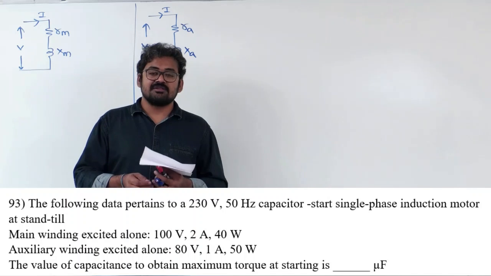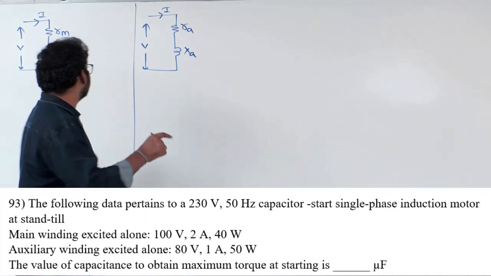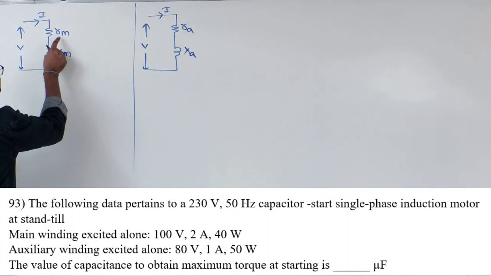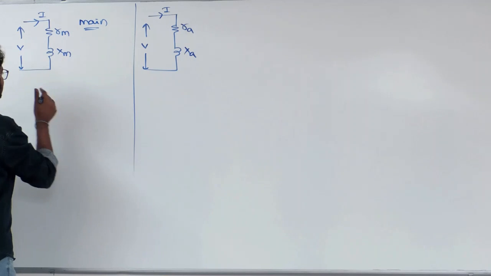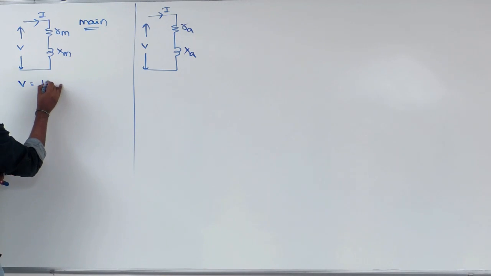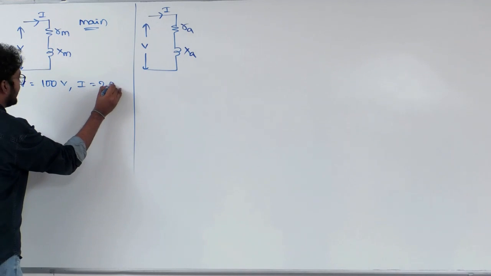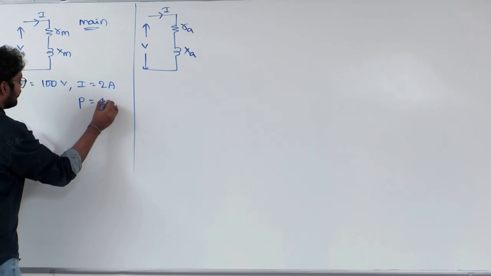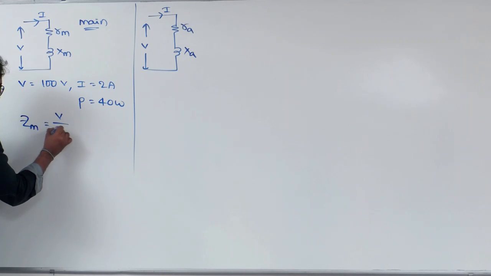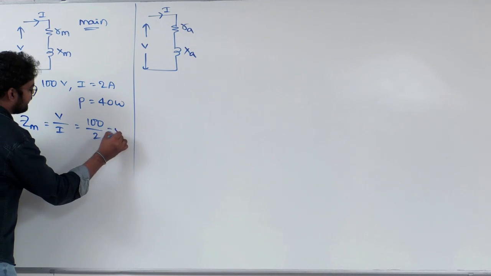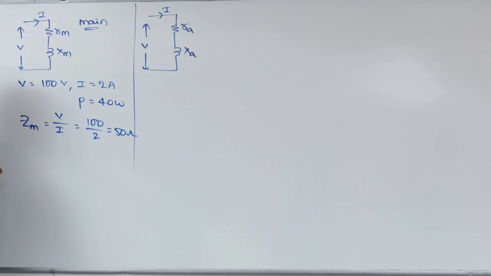So see here, they said initially main winding excited alone. You look at this main winding, resistance of main winding, reactance of main winding. It is excited alone with how much voltage? 100 volt. How much current? 2 ampere. Then how much power is it drawing? 40 watts. Now when you know voltmeter, ammeter and wattmeter readings, you can find out the resistance and reactance values. First, calculate the impedance of main winding, that is voltage by current. 100 by 2, therefore 50 ohms, that is the impedance of main winding.